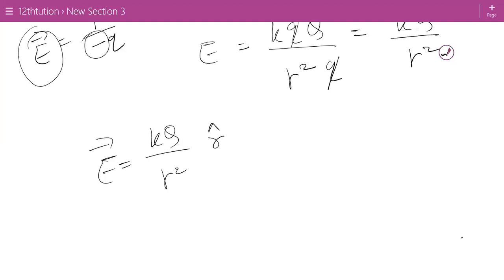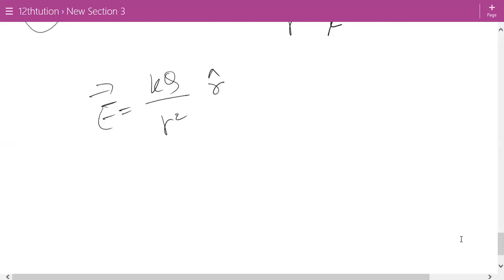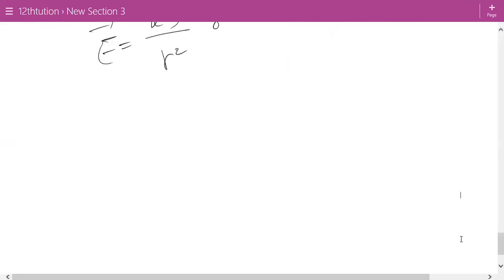E is equal to KQ by R square R cap. That is the vector form of electric field.